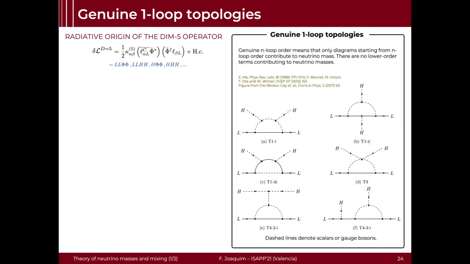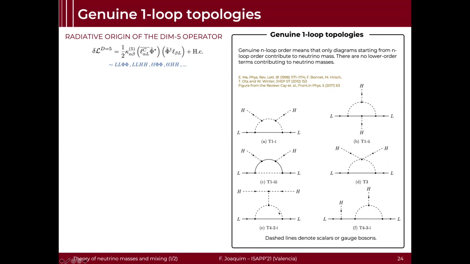All the one loop topologies have been classified in these papers. These are called genuine one loop topologies, and by genuine it means that only diagrams starting from n-th order loops contribute to neutrino masses. So these are the lowest order contributions to neutrino masses. This means that there are no tree level contributions. This is what I mean by genuine one loop topologies. These were classified in these papers. You have here the topologies.